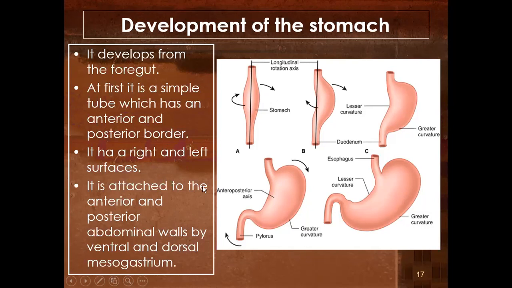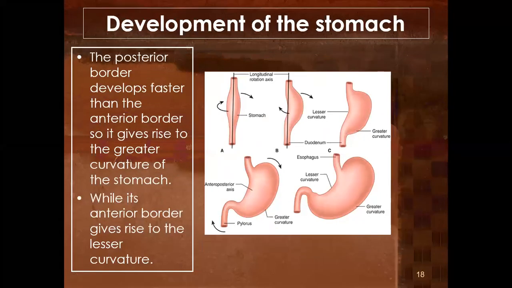It is attached to the anterior and posterior abdominal wall by the ventral and dorsal mesogastrium. So the anterior border is attached to the ventral mesogastrium. Behind, the posterior border is attached to the dorsal mesogastrium. That is the fold of the peritoneum.